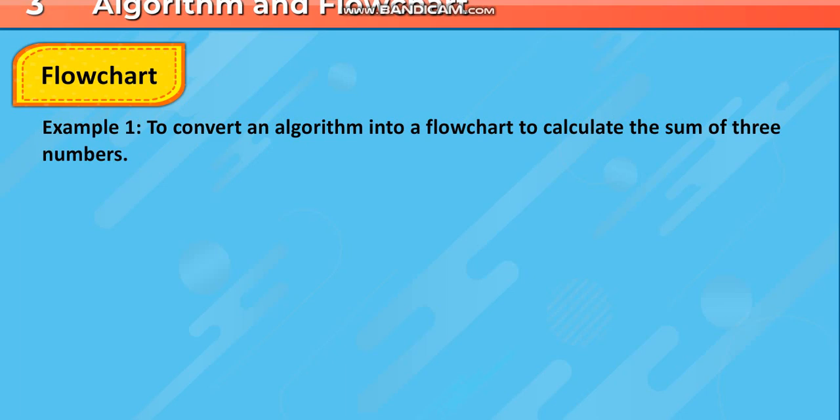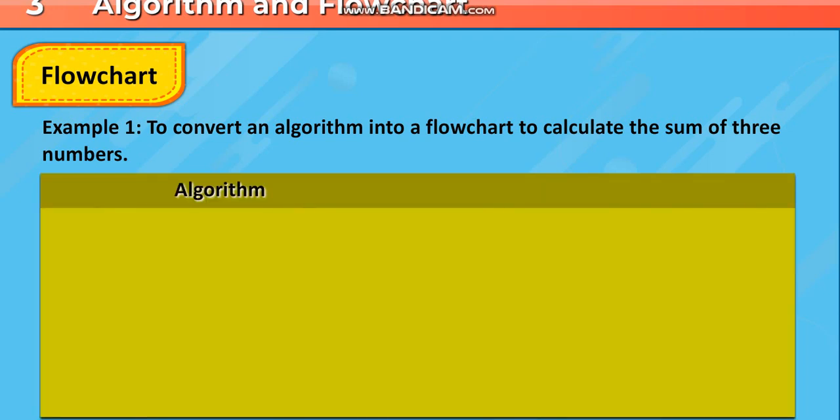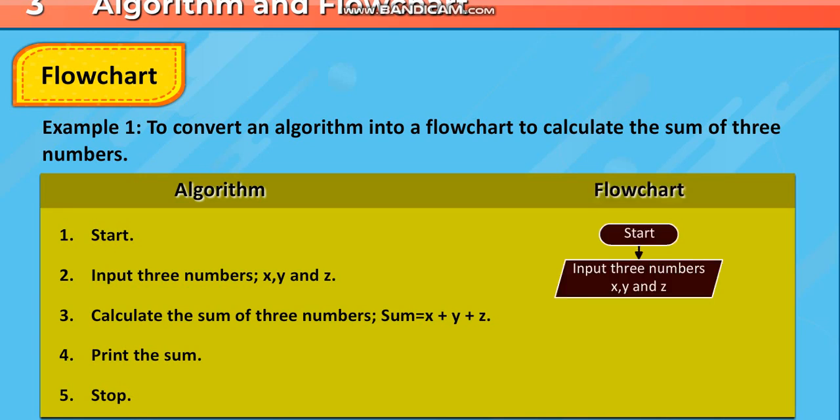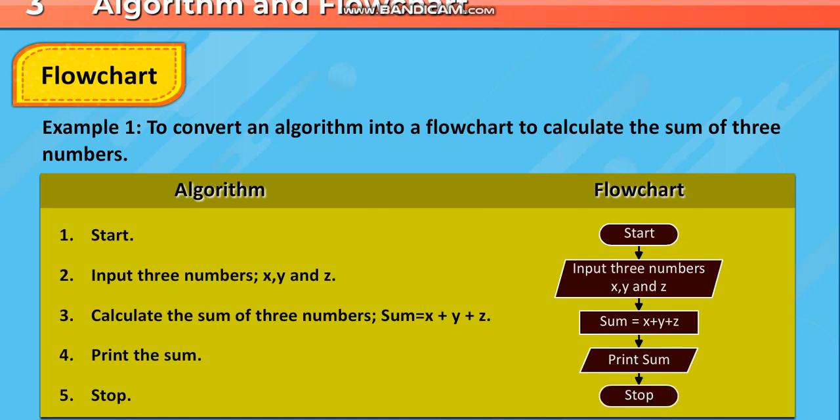Example 1. To convert an algorithm into a flowchart to calculate the sum of three numbers. Algorithm: Start. Input three numbers x, y and z. Calculate the sum of three numbers. Sum is equal to x plus y plus z. Print the sum. Stop. Flowchart: Start. Input three numbers x, y and z. Sum is equal to x plus y plus z. Print sum. Stop.